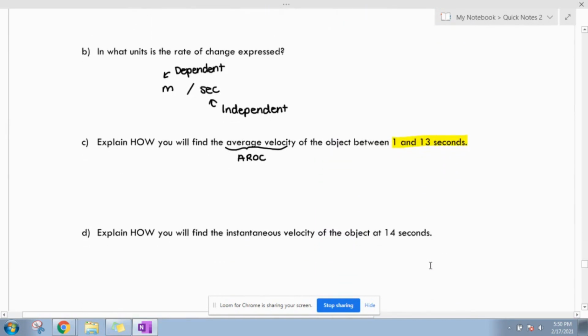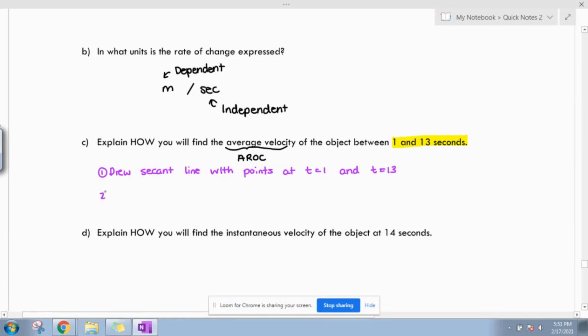So for C, it asks you to explain. So what we did first was we drew the secant line, with points at t equals 1 and t equals 13. Once we drew the secant line, we can use the ordered pairs from when time is 1 and when time is 13 to figure out the slope of that line.